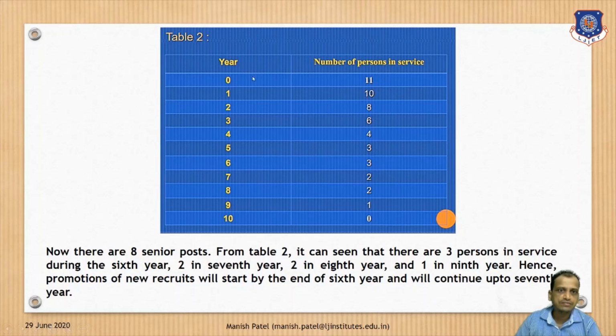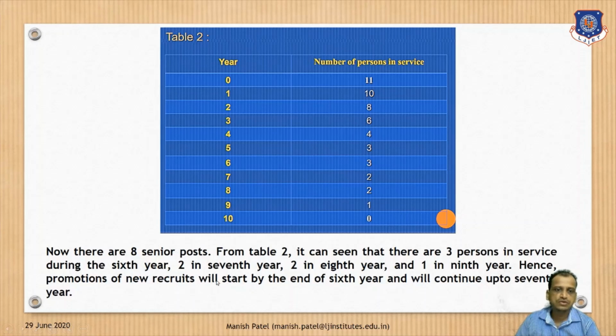But accordingly, if you see here, at the end of the 10th year you will have no person in service, right? Now there are 8 senior posts. From table 2, it can be seen that there are 3 people in service during the 6th year. In the 6th year, how many people are there? 3 people are there, right? Now 3 people are in service during the 6th year, 2 in the 7th year, clear? And 2 in the 8th year, and 1 in the 9th year.